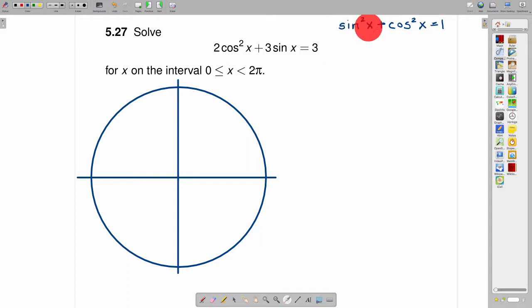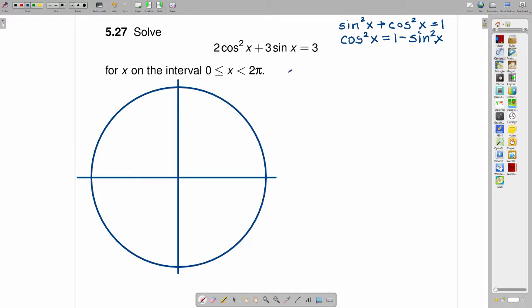So what I'm going to do is take this Pythagorean identity and try to write it in terms of cosine squared x. The way I do that is I subtract sine squared x from both sides of the equation. When I subtract sine squared x from the left-hand side, I get cosine squared x. When I subtract sine squared x from the right-hand side, I get 1 minus sine squared x. So now that I have cosine squared x written in this fashion, I can replace that in this equation right here.